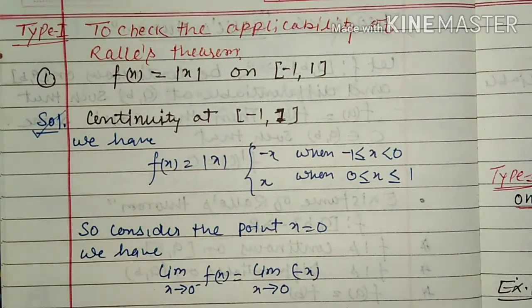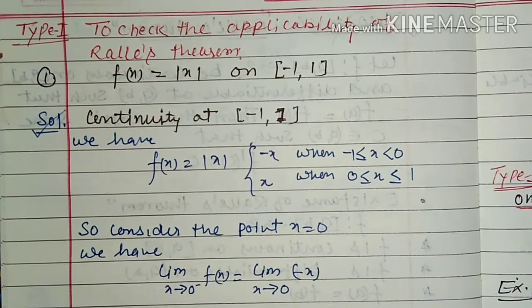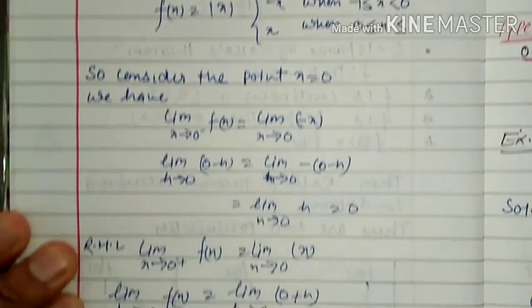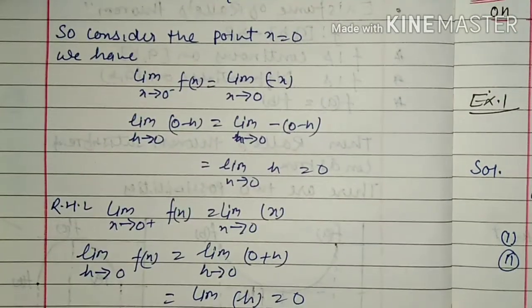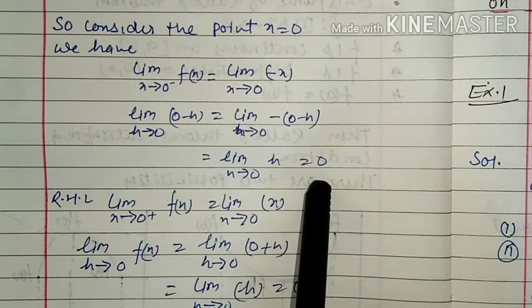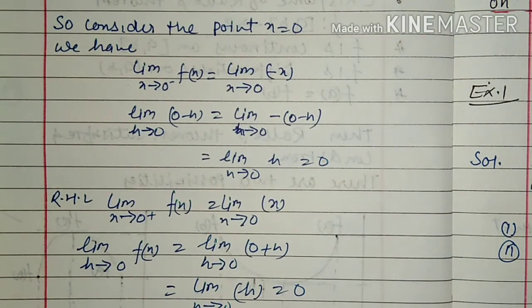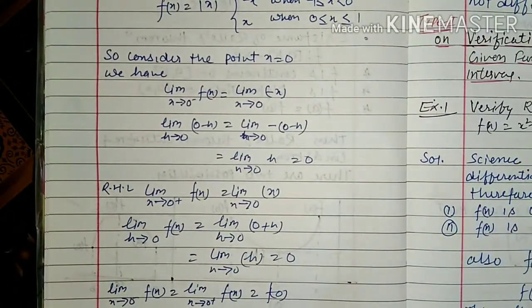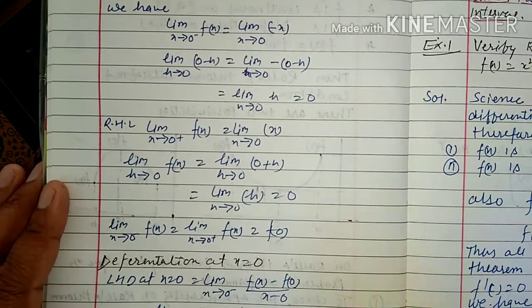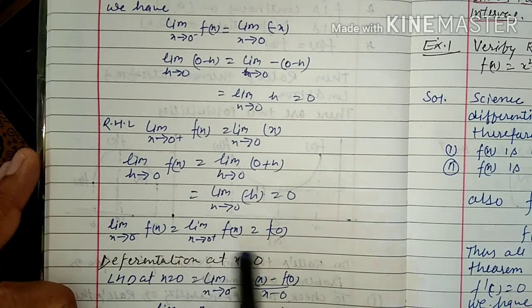Clear? Because we have been given an interval, we will check that. So consider a point x. We now have the left hand limit and the right hand limit. We will solve this and find out. We know that if the left hand limit and right hand limit are equal, then we can say that the function is continuous. So we will check. We find the left hand limit is 0. Similarly, we find the right hand limit. It is also 0. Clear? Now the value of the function f(0) is also equal to 0. So the left hand limit is equal to the right hand limit is equal to 0.